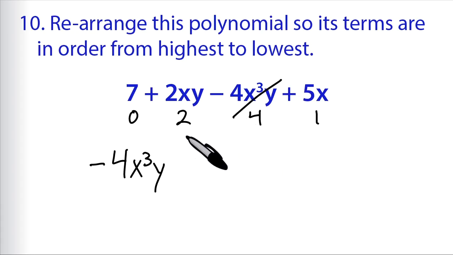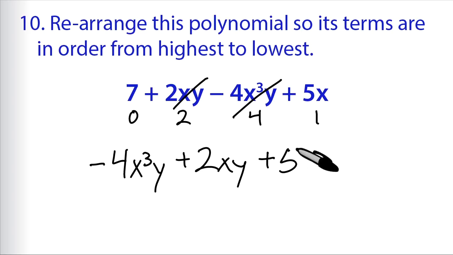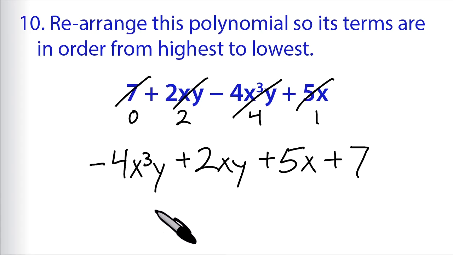Cross that off. The next highest term is 2, and it's being added. It's positive. We'll put plus 2xy. Cross that off. The next highest term is this here, 5x. It's being added, so it's positive, 5x. And then the next term left is the 7 by itself. It doesn't have a symbol in front of it. That means it's positive. It's being added. So we put it right there. And here is this polynomial rewritten in order from the highest degree term to the lowest degree term.